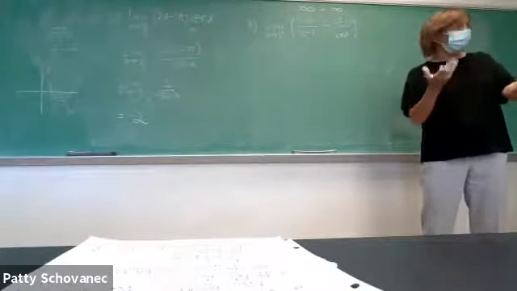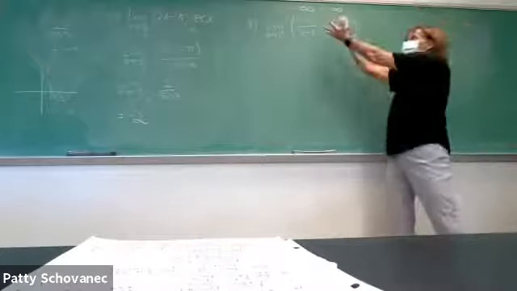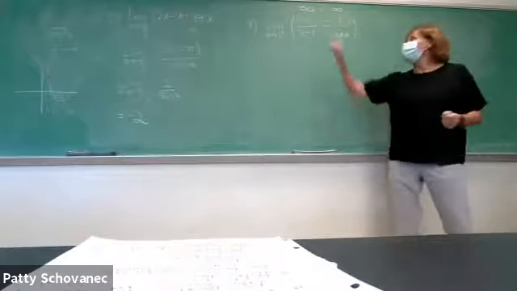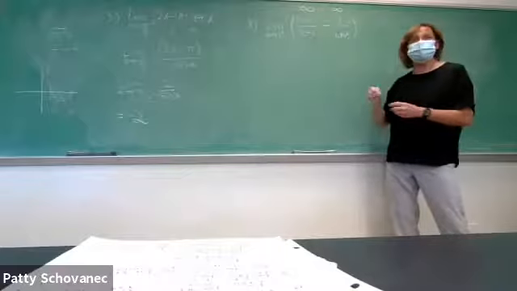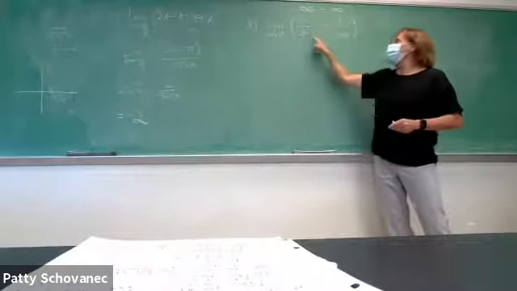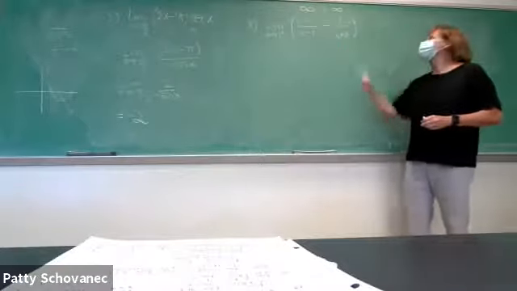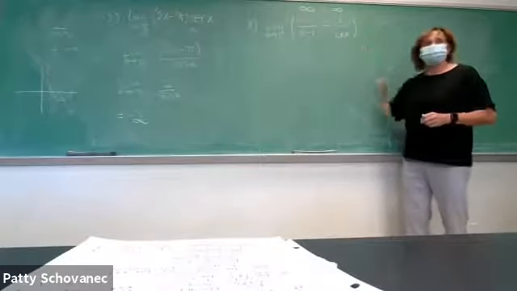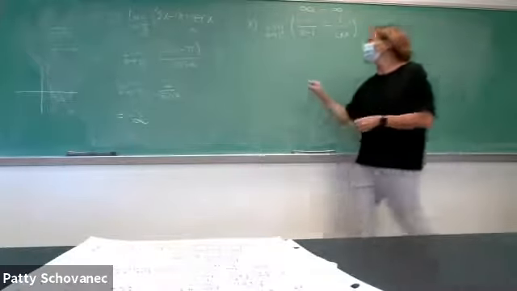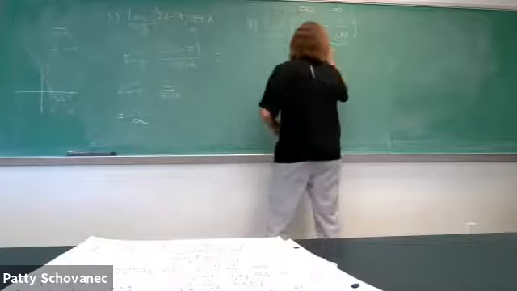So the most logical thing to do is to get this as a single fraction, where the common denominator is the product of these two. So I'm going to multiply this by the natural log of x over the natural log of x. I'm going to multiply this by x minus 1 over x minus 1. So let's write this as a single fraction.